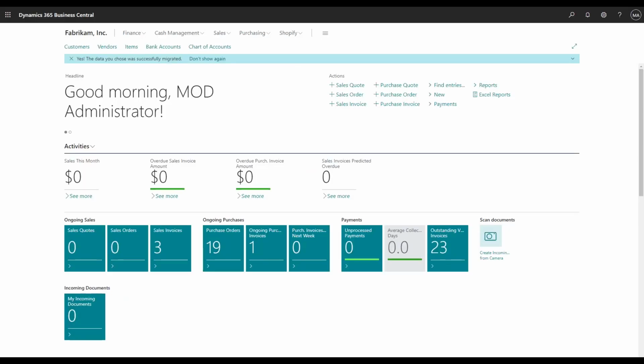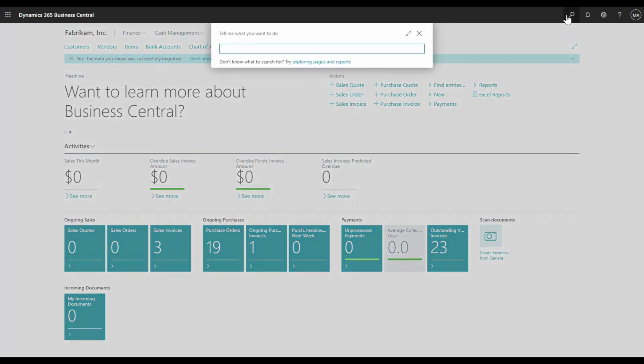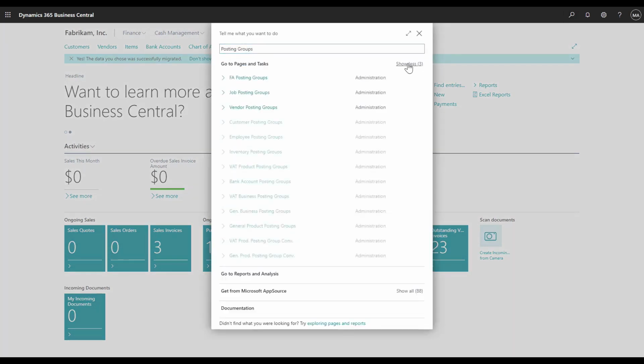Now let's look at Business Central and how we configure posting accounts and define defaults. Business Central uses posting groups to tie customers, vendors, and items to GL accounts. There are several different types of posting groups in Business Central. Business posting groups focus on who you are buying and selling to. Product posting groups focus on what you are buying and selling. Let's take a closer look.